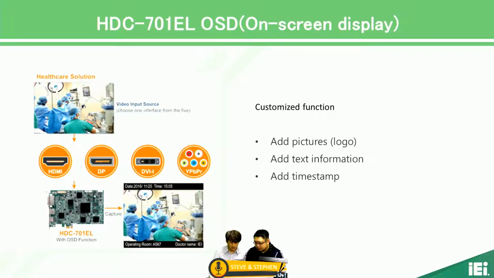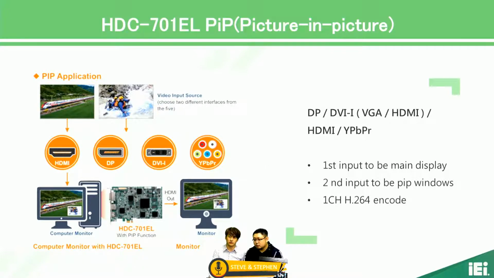I see. Let's see the next one, the PIP function. We provide five video inputs: DP, HDMI, YPbPr, etc. You can choose one to be the main video input, displayed in full screen, and choose another to be the PIP video input, which becomes the small one in the full screen. So you can see the main video and the second source video. But it can encode only one channel of video. So you can integrate two different sources into one channel to encode. Okay, I see.